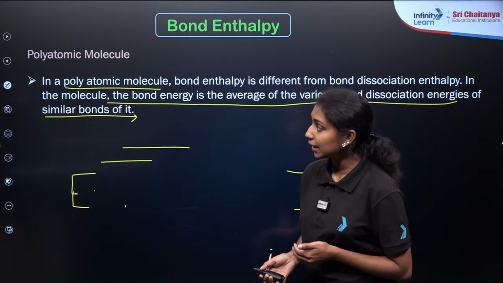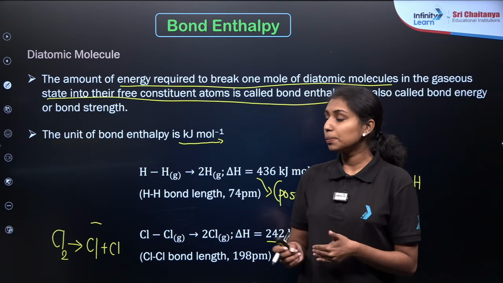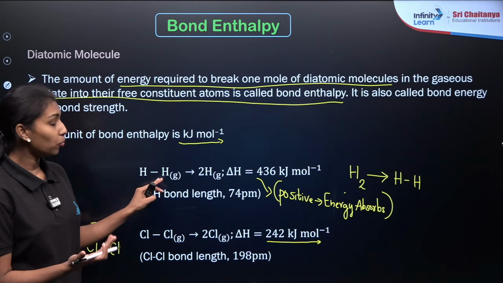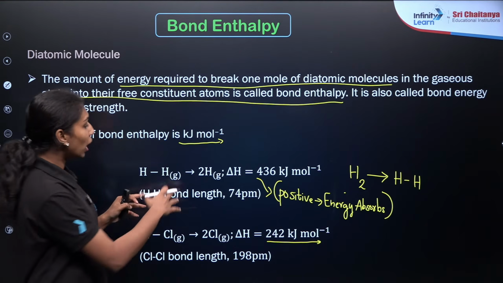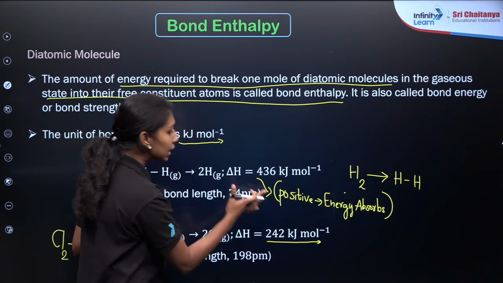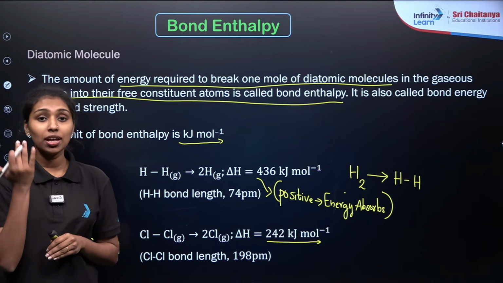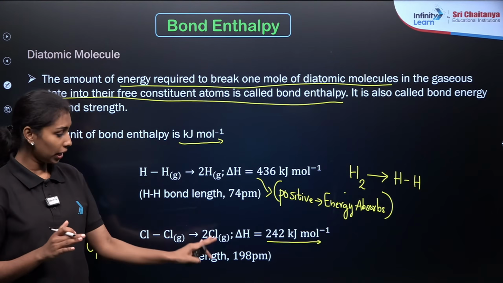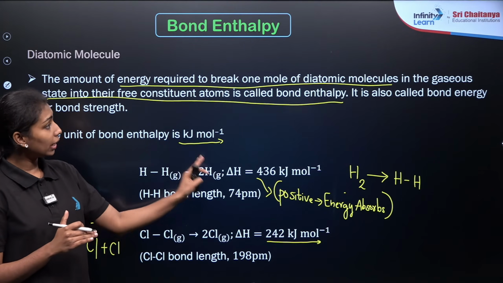I'm just repeating again. In the case of a diatomic molecule, it is simply the amount of energy required to break the bond. For example, if you take a diatomic molecule like hydrogen, it breaks into two hydrogen atoms using an energy of 436 kilojoule per mole, which is a positive value, which means this process always absorbs energy. This is simply the case for a diatomic molecule.